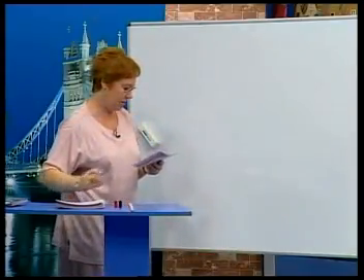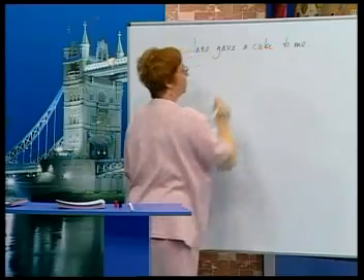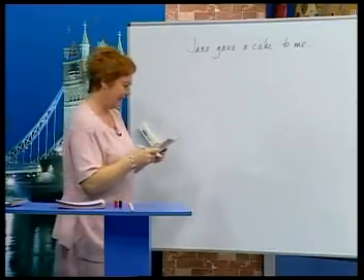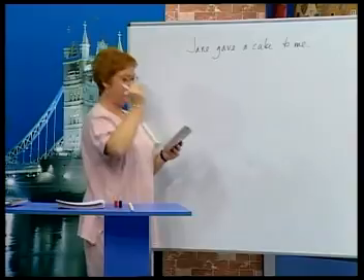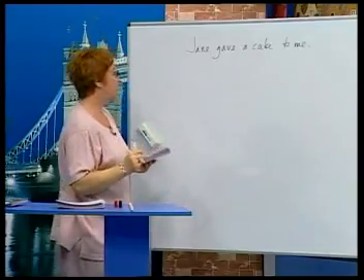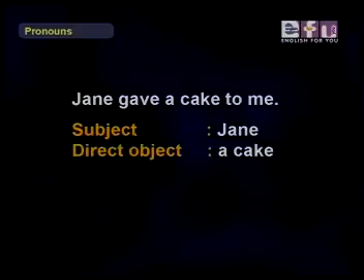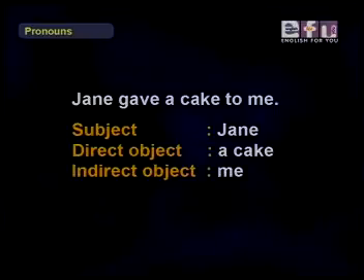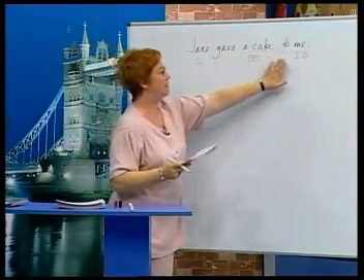So here we go. Jane gave a cake to me. Lucky me. Okay, now Isabel. Which is the subject, the direct object, and the indirect object? So first, what's the subject? Jane is the subject. A cake is the direct object. And me is the indirect object. Yes, good. Okay, so Jane gave a cake to me.